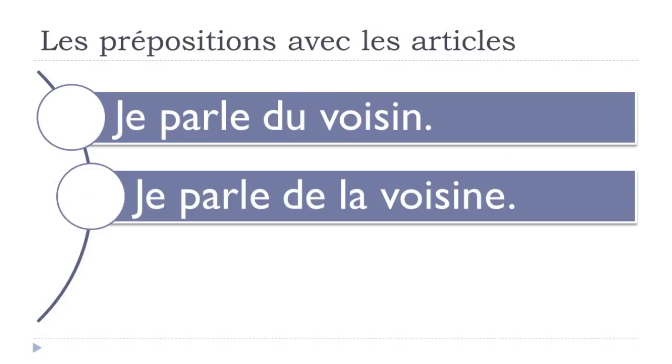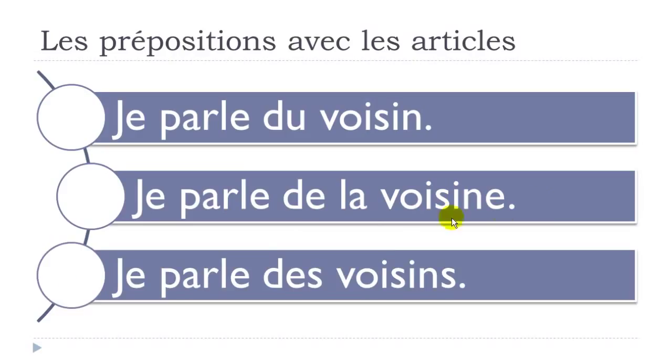So let's see now how it will go. So I kept this neighbor, but then here it's the feminine form, so it's la voisine, all right? And what you can see here, je parle de la voisine, well, it will stay the same. So you keep your preposition, de, and then you put your article, la, and you put your word, voisine, okay? Je parle de la voisine. Nothing happens here, and it's a good thing.